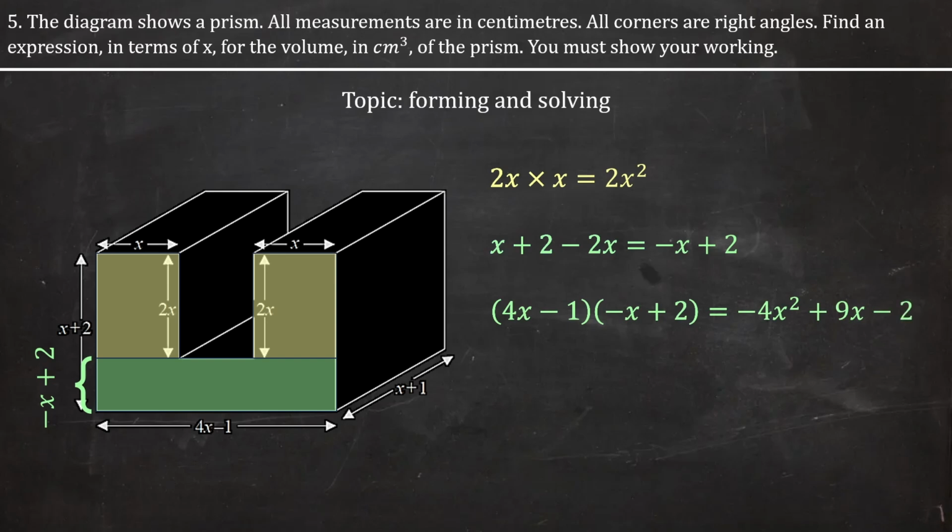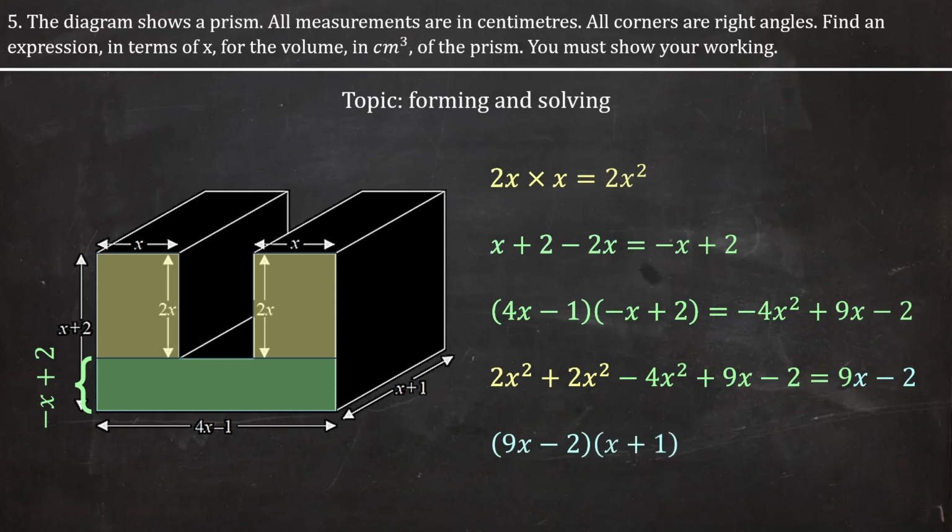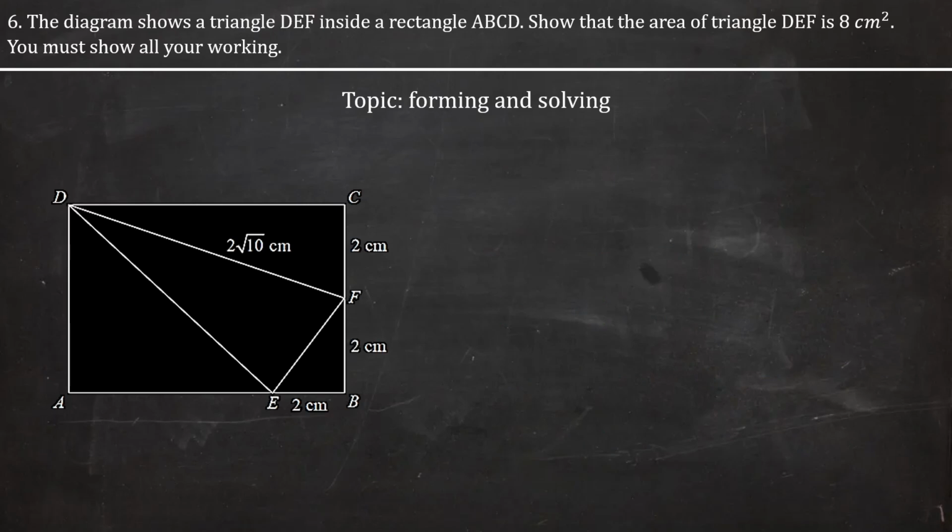Now to find the area combined, we need to add the 3 areas. So we're going to get 2x squared plus 2x squared plus minus 4x squared plus 9x minus 2, which when you collect like terms, the squares disappear and you get 9x minus 2. Now to find the volume, you're going to get 9x minus 2, which is the area of the face, times the depth, which is x plus 1, which is going to give you 9x squared plus 7x minus 2, final answer. Question 6, trick question now.